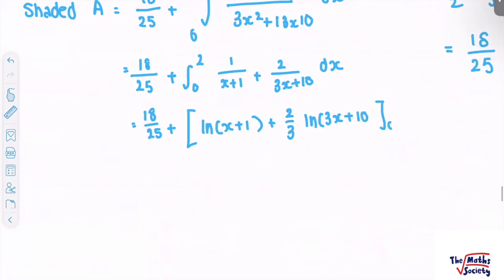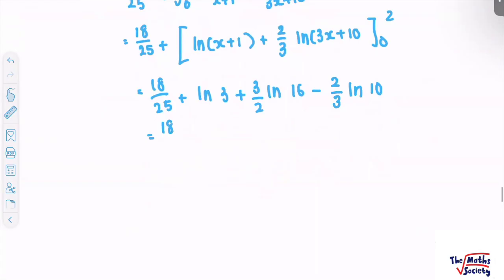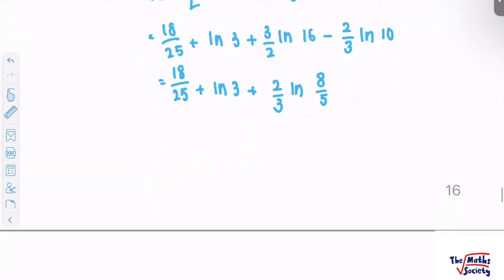And that is between 0 to 2. And that's 18 by 25 plus ln 3 plus 3 by 2 ln 16, with plus, oh sorry, not plus now, minus 2 by 3 ln 10. So that's going to equal 18 by 25 plus ln 3 plus 2 by 3 ln 8 by 5.